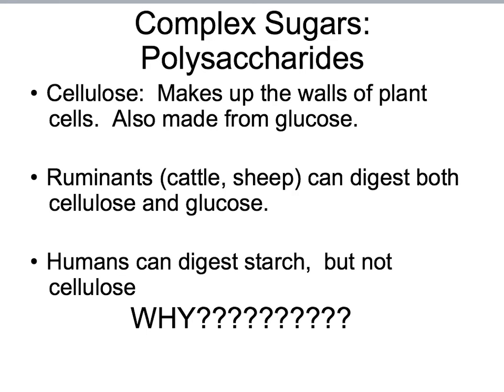Cellulose is a complex carbohydrate, and cellulose makes up the cell walls of plants. And once again, the cell walls are made up of thousands and thousands of glucose that are bonded together. Ruminants, which are animals that have 4 stomachs, like cattle and sheep, can digest both glucose and cellulose. Humans can digest starch, but not cellulose. Why do you think that is?